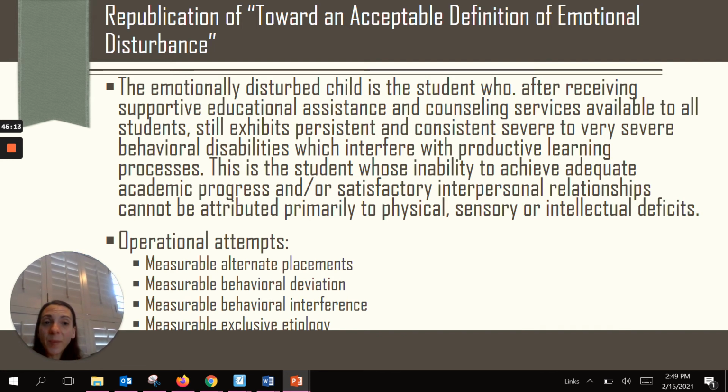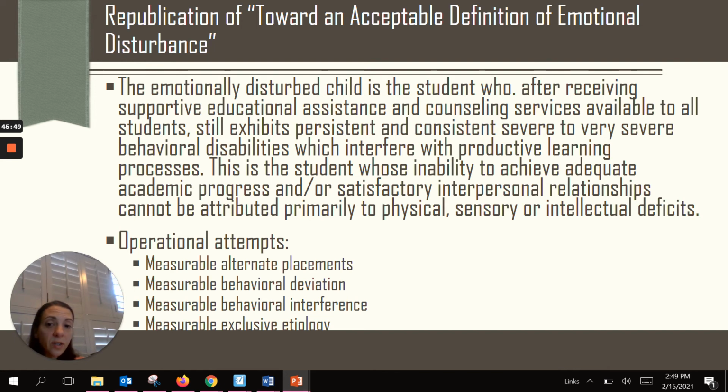So again, though, we have some ambiguous terminology. Severe to very severe. What's the difference between severe and very severe? What is considered productive learning? Are you talking about academics? Because a child might not be progressing academically, but they might be learning behaviorally. Is that productive or not? So they view it in terms of these operational attempts. So measurable alternate placements, they have different interventions that have been tried, including changing the schedule, outside counseling, teacher modification, and those haven't worked.